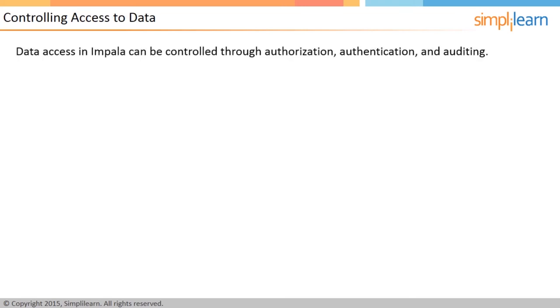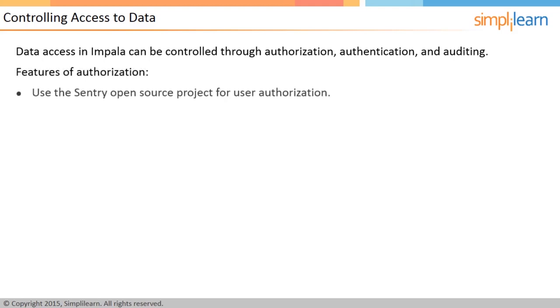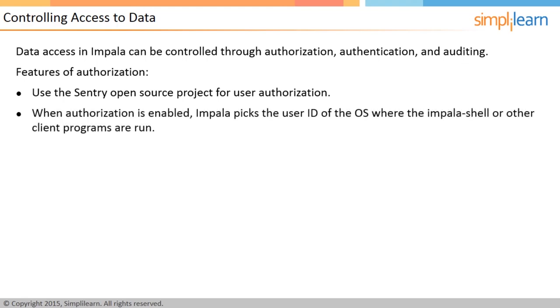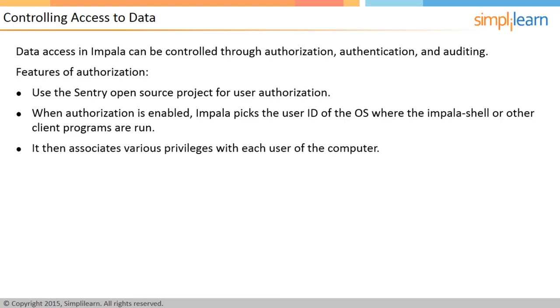You can control data access in Impala through authorization, authentication, and auditing. You can use the Sentry open source project for user authorization. Sentry includes a detailed authorization framework for Hadoop. When authorization is enabled, Impala picks the user ID of the OS where the Impala shell or other client programs are run, and associates various privileges with each user of the computer. You can control access to Impala data by using authorization techniques. Let us now discuss Impala shell commands in the next screen.